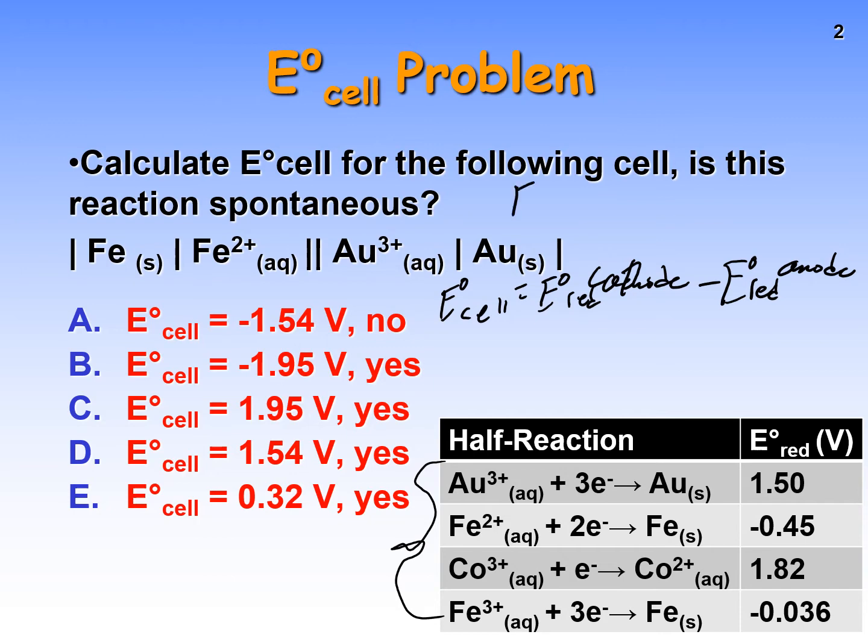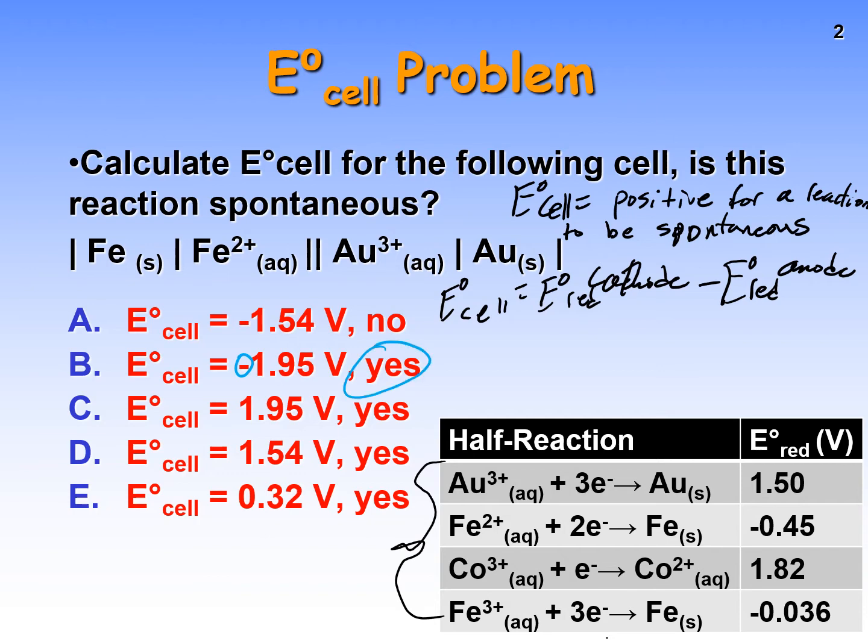For instance, I know E naught cell has to be positive for a reaction to be spontaneous. And I can see this one is negative, and it's saying the reaction is spontaneous, so that's not possible. So that answer is wrong. I can eliminate at least one answer now, and this increases my chances of guessing if I were to guess.